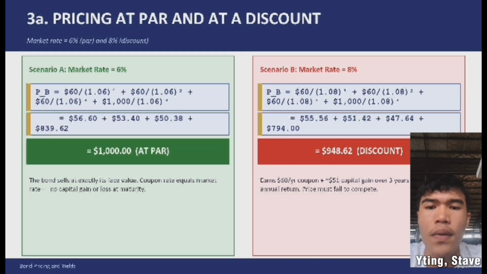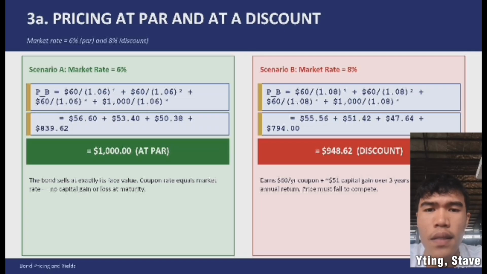First, at par. When? When the market rate equals 6%, the same as the bond interest. Meaning, you pay the same as others. The price equals exactly $1,000. No extra profit, no loss.